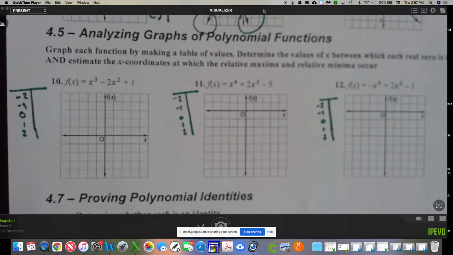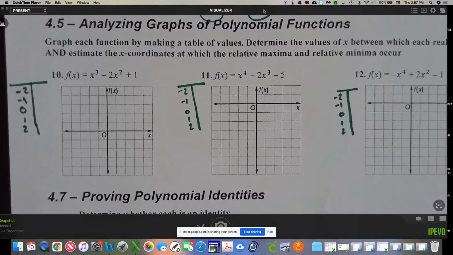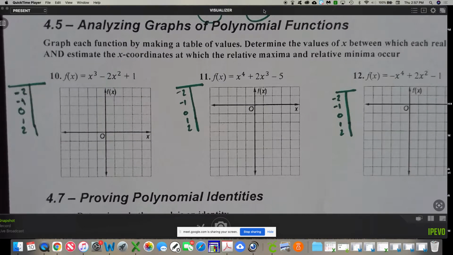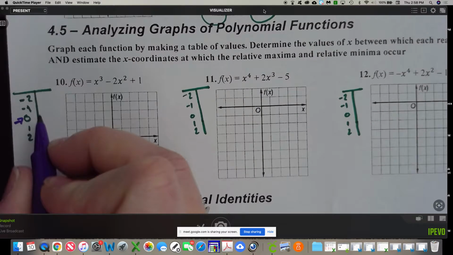Just so we can plug stuff in. Okay. All right. First thing I'm going to do, we're going to do all three of these, the zeros to start with. If I plug 0 into number 10, 1. So this coordinate point right here is 1. Does that make sense? If you plug 0 in, it's like that last term.